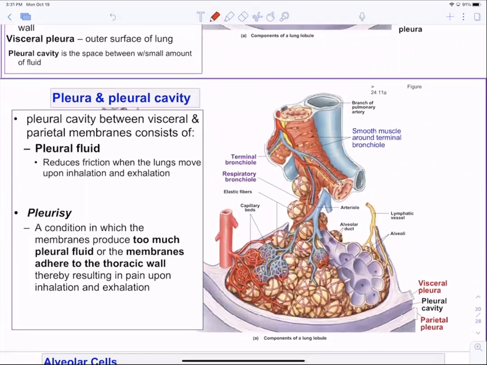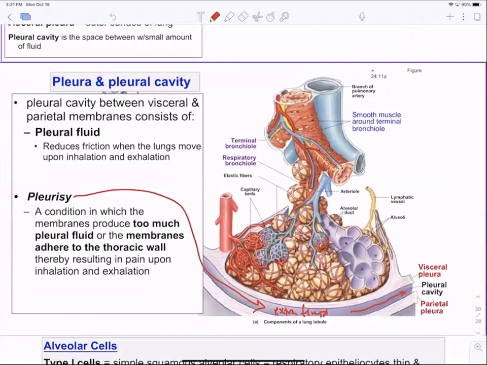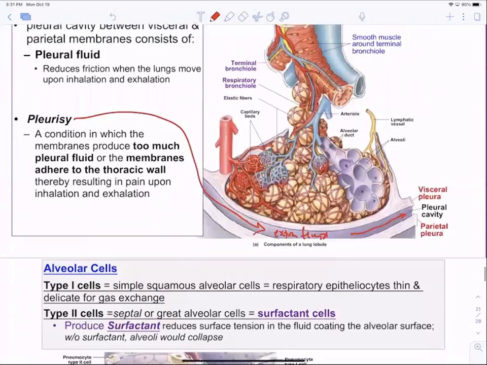Pleurisy, you can have extra fluid here in the pleural cavity, and that's called pleurisy. And it can make it hard to breathe. It hurts. These are things that you can get when you have infections.